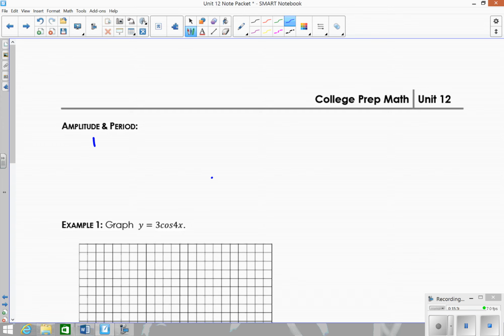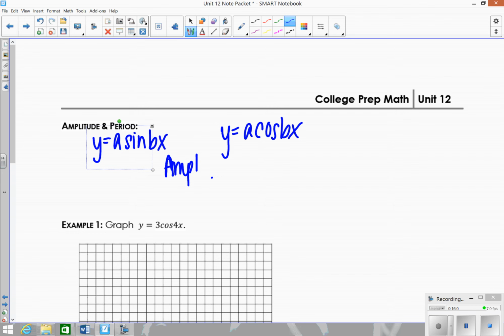So basically when you're looking at sine or cosine functions, you're going to see some number in front of sine and you're going to see some number in front of x. Same thing goes for cosine. So you're going to see a number in front of cosine, and you're going to see a number in front of x. What these a's and b's stand for is, a stands for the amplitude, and in order to find the amplitude, you're always going to take the absolute value of a because it's got to be a positive number. So that's the height of the curve basically.